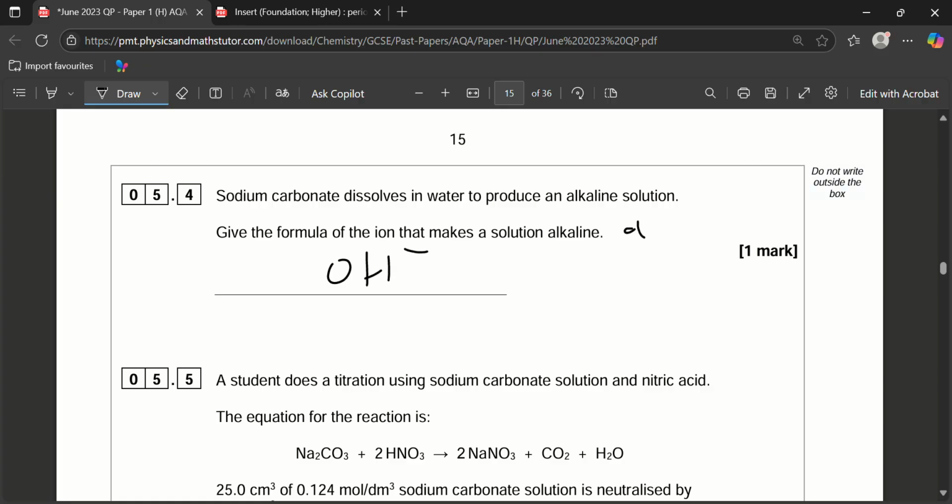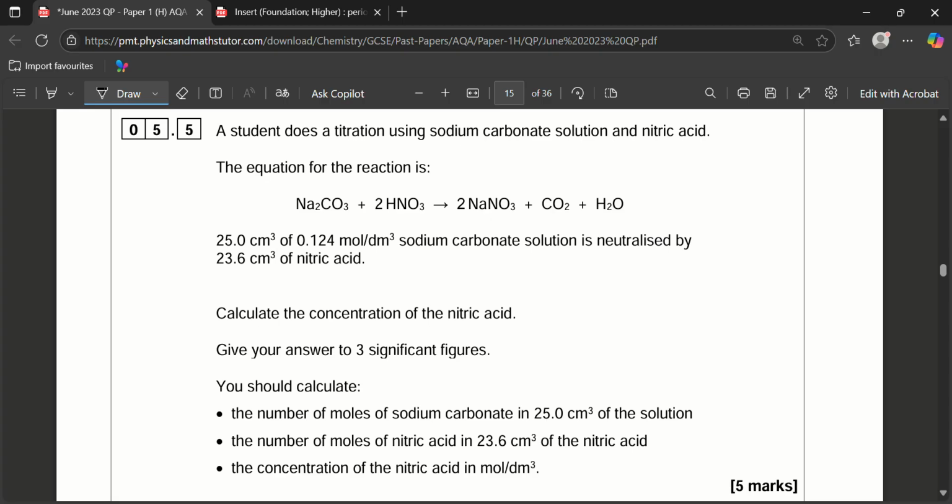Sodium carbonate dissolves in water to produce an alkaline solution. Give the formula for the ion that makes the solution alkaline, so OH minus. And if this question asked for what ion makes it acidic, it will be H plus.